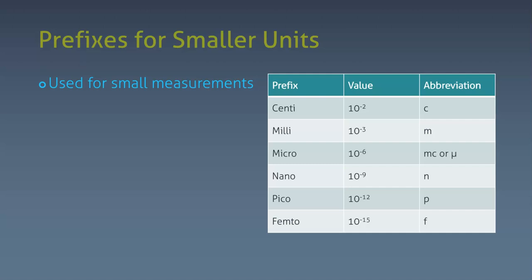Now, to make our units smaller, we're going to use this set of prefixes. Centi is the only prefix on our list at all that has an exponent that's not divisible by 3. The prefix centi comes from the same root as the word century. A century is 100 years, and a centimeter is 1/100th of a meter.